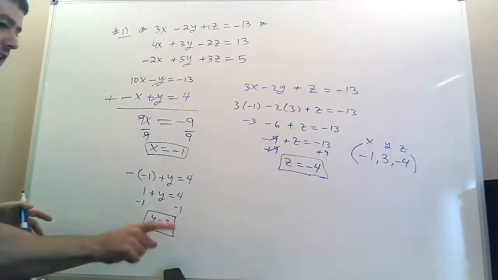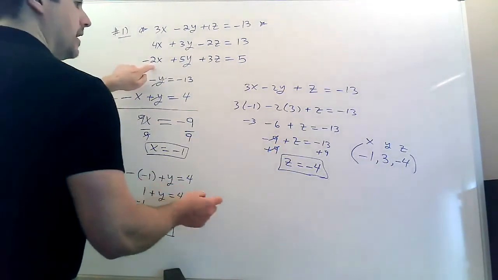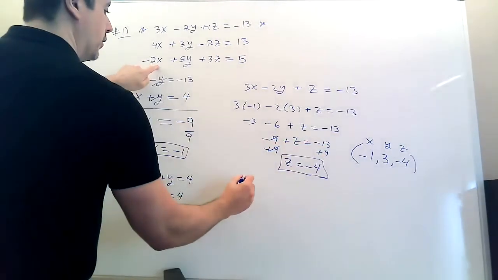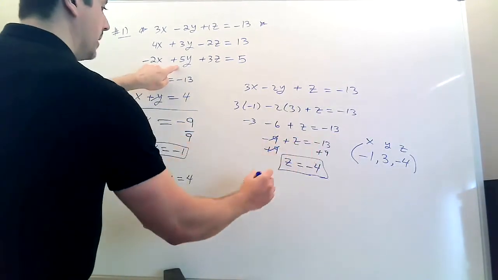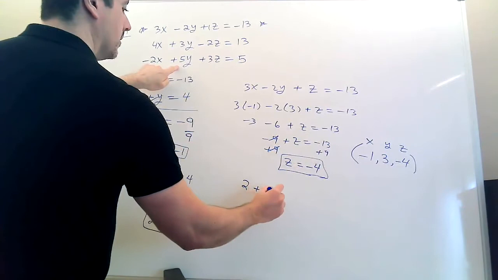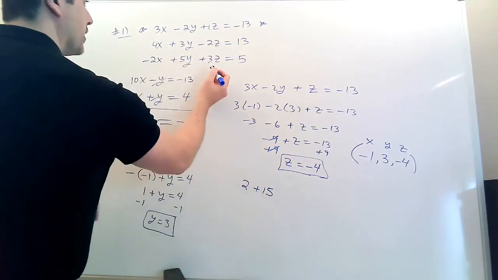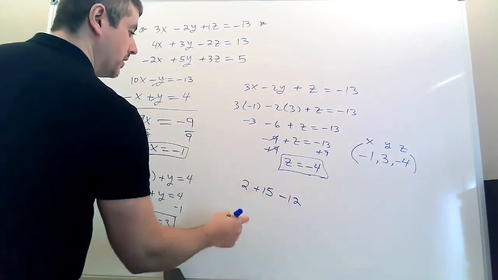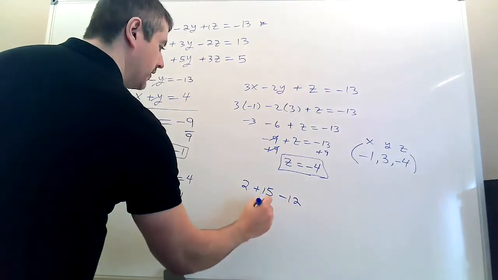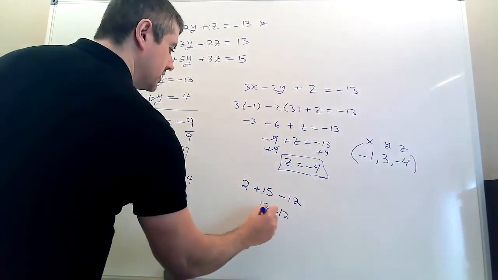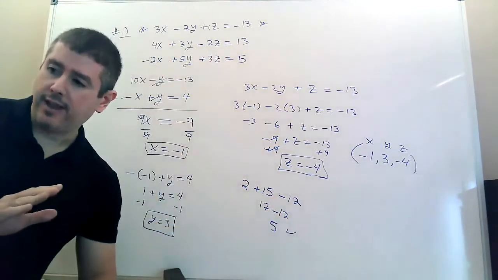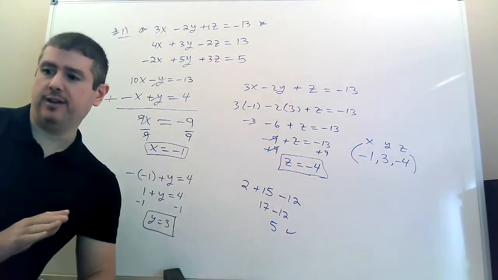See how half-assed I'm checking it, but I'm making sure. -2 times -1, right? X is -1. So -2 times -1 is 2. 5 times 3 is 15. And then at the end, I have 3 times -4, right? Z is -4. That's -12. I got to hope that this comes out to 5. 2 plus 15 is 17. 17 minus 12 is 5. Yay, it worked. Take those couple of seconds to check it.